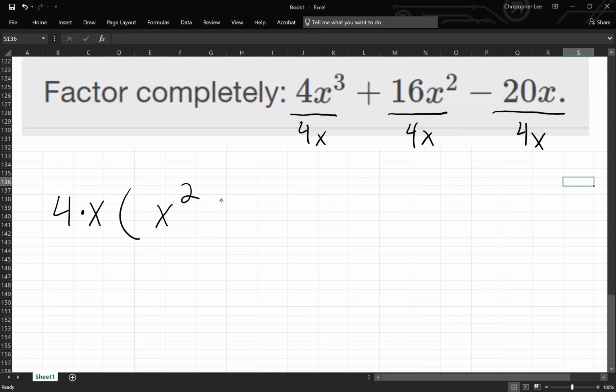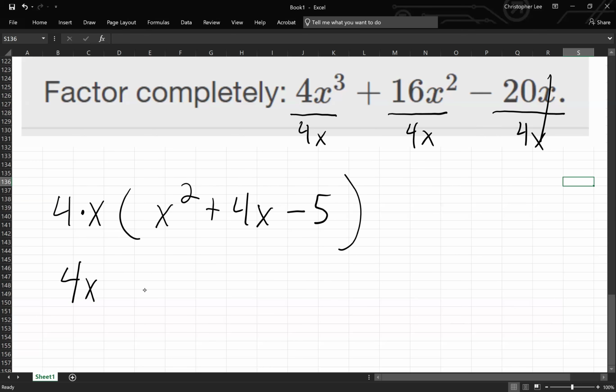And then 16x squared divided by 4x is what? 4 what? You're almost there. So 16 divided by 4, that's 4. And then x squared divided by x is x, right? That's it, so 4x. And then now we have our negative 20 divided by 4 is 5, right? And then the x's just cancel out. Good. So now you can go a step further.